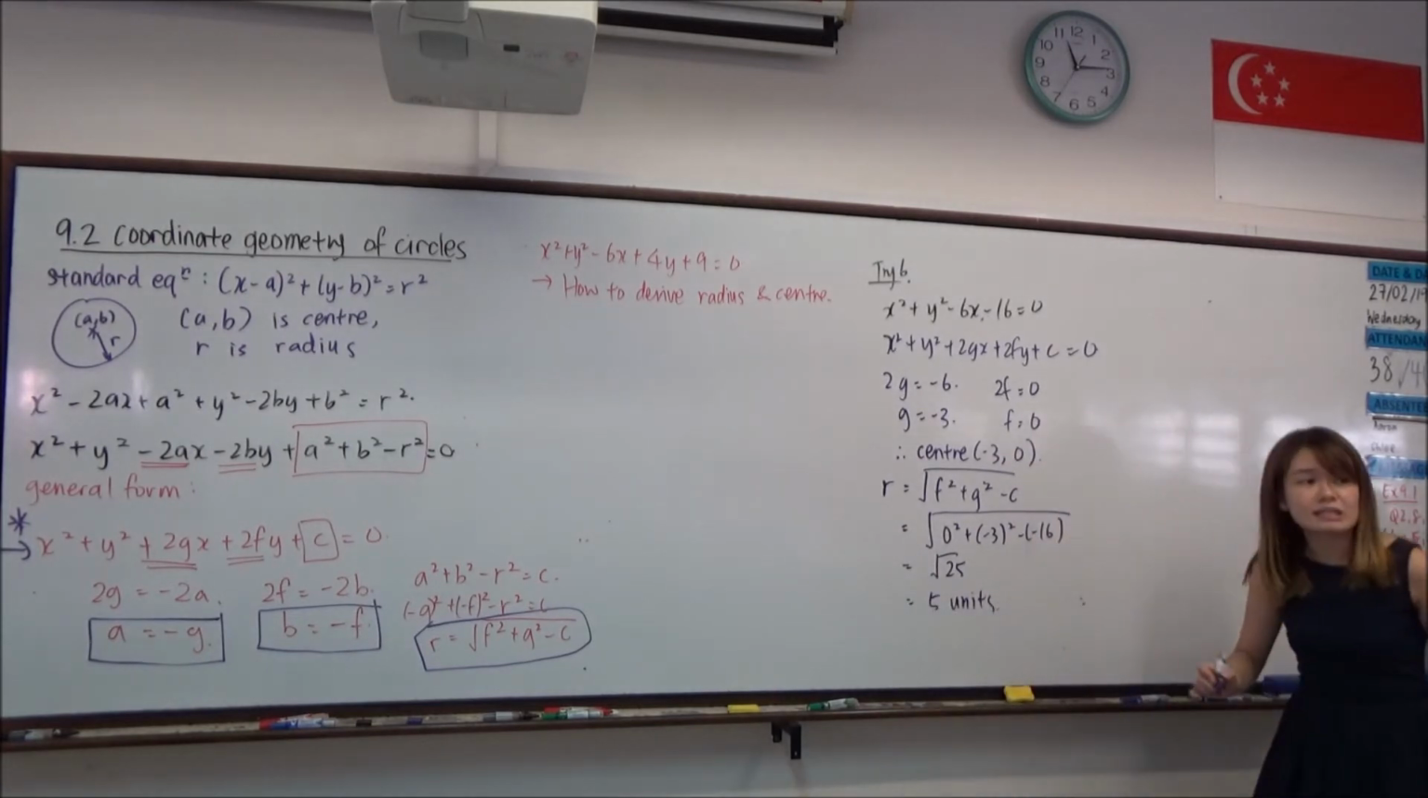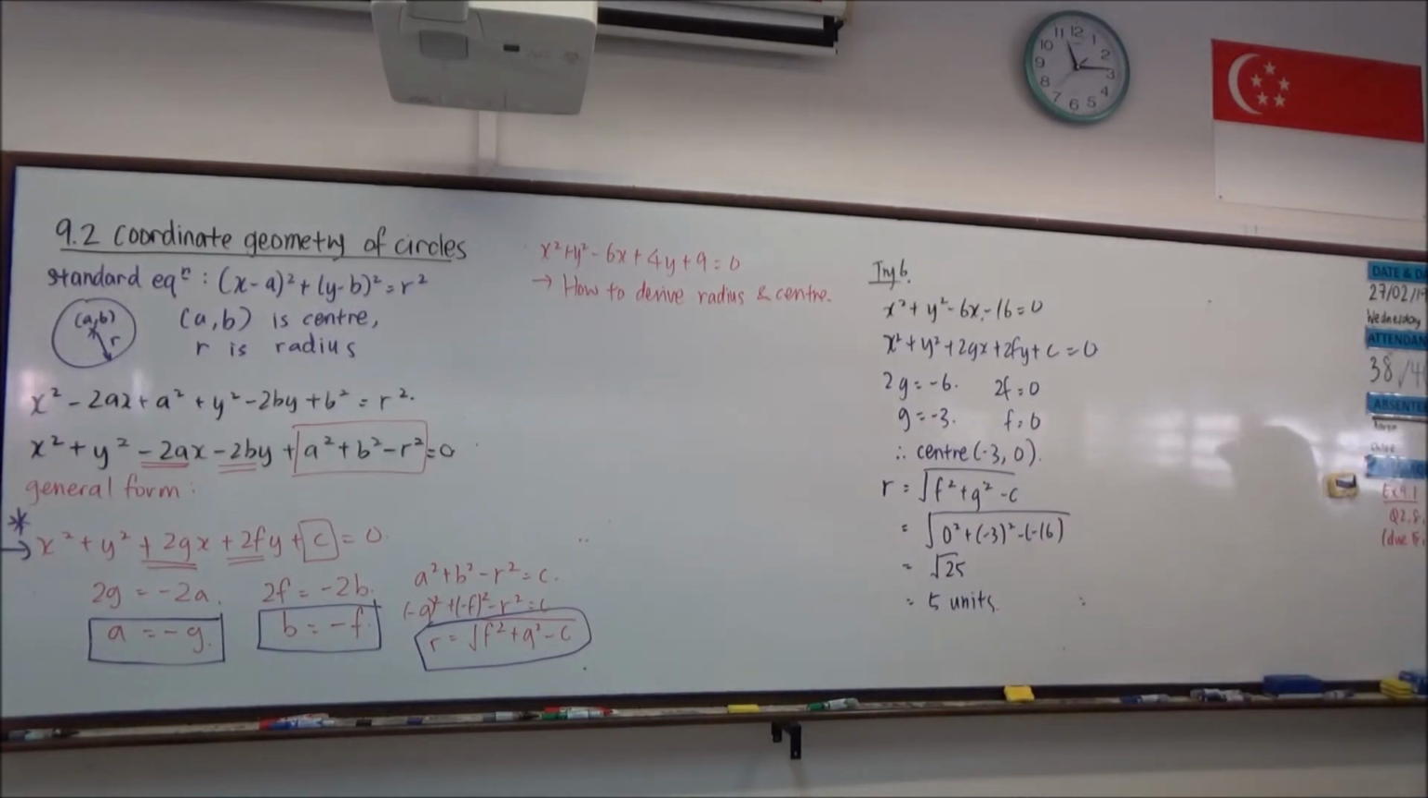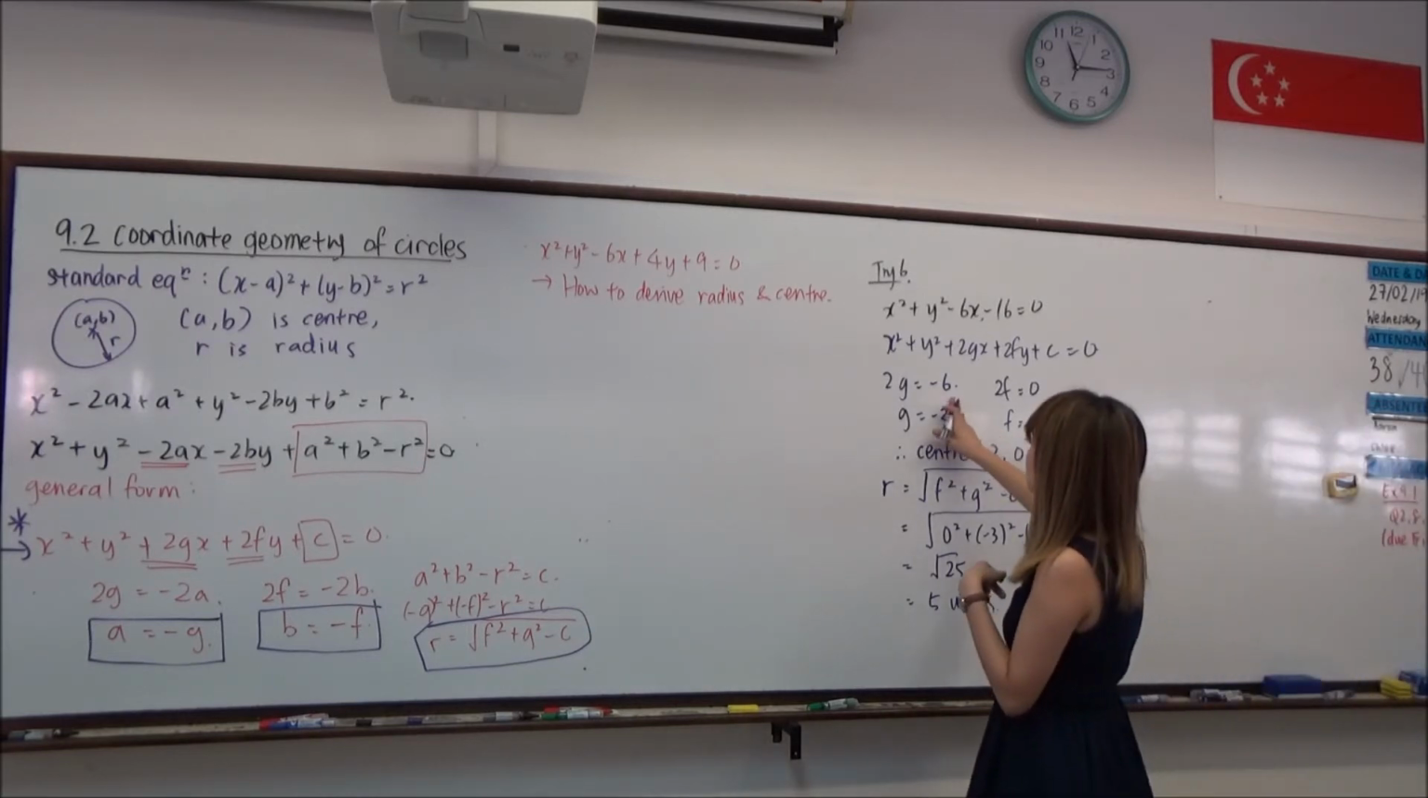That will give you the answer of 5 units. Yes, she said. Where 3? What in 3? Wait, 2g. The center is 3, 0. That means, yeah. No, what, negative 3? Wait, 2g x a is equals to negative, oh yeah.